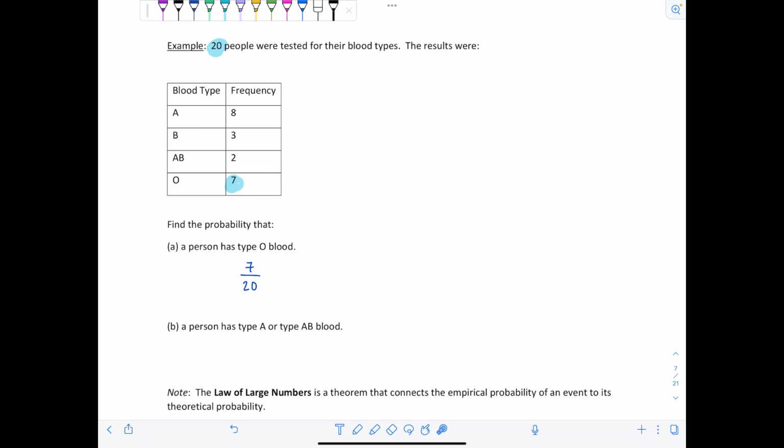Okay, part B, find the probability that a person has type A or type AB blood. Okay, so 8 people had type A, 2 people had type AB. So there's 8 of these, 2 of these. So altogether, that's 10 outcomes, right, out of the 20, which is 1/2. All right, good. So this is just empirical because you're using collected data from a sample.